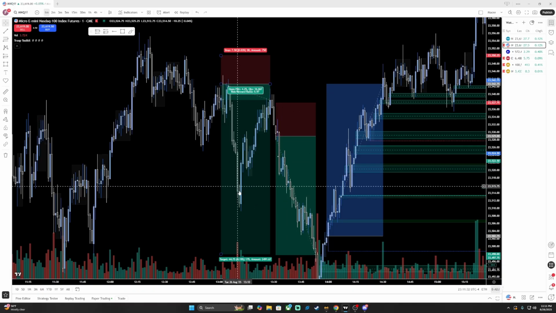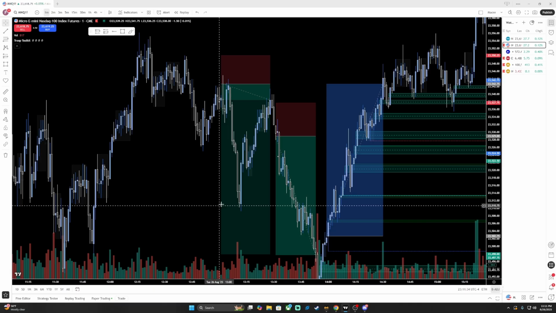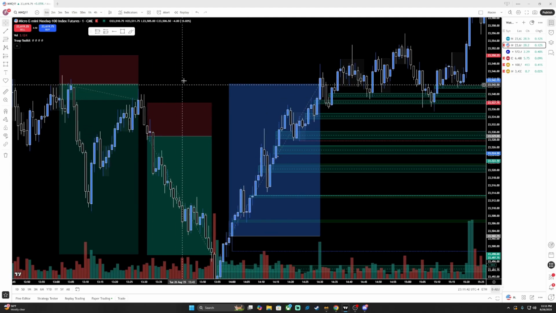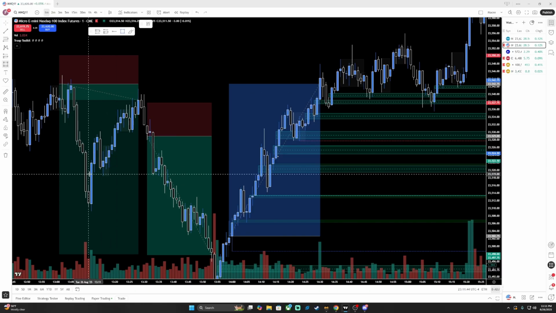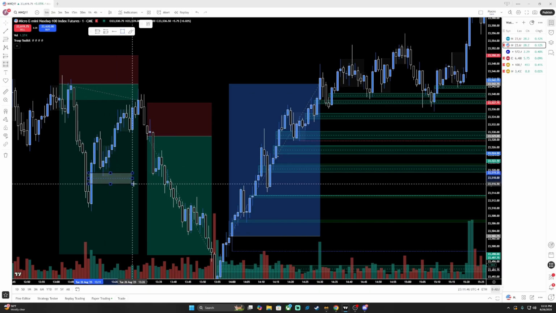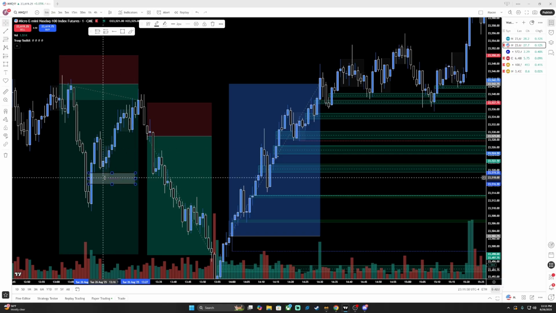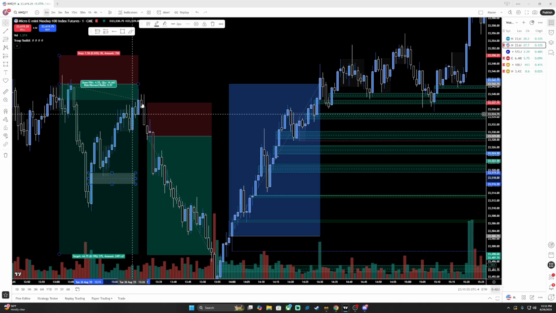So as you guys can see, it came down here, swept this little bit of liquidity. What do we have? Efficient break of structure to the upside. What do we have next? A first fair value gap right here. What happens to this first fair value gap? Price comes down, retests the first fair value gap, boom, right back up here.